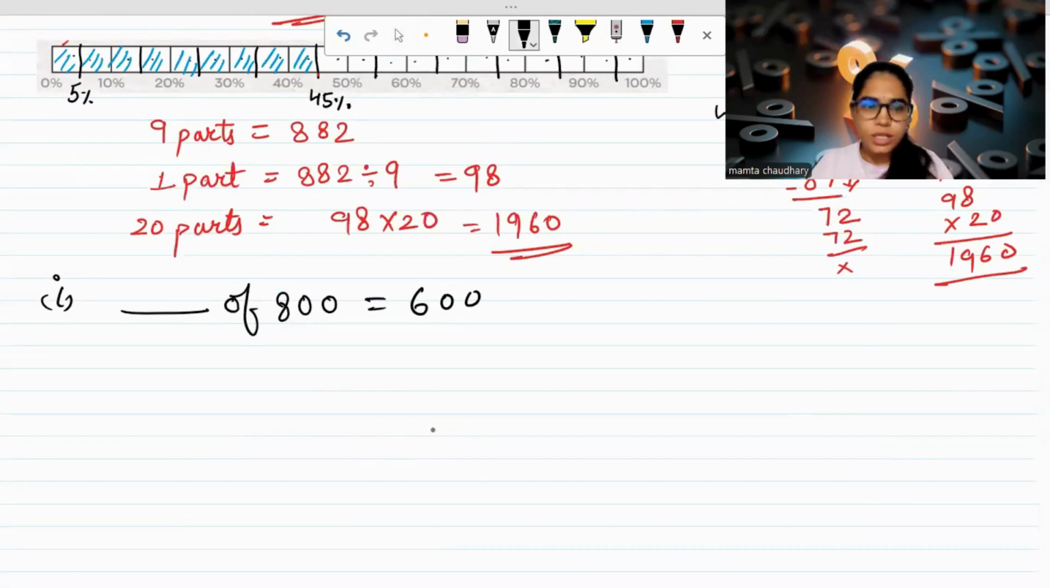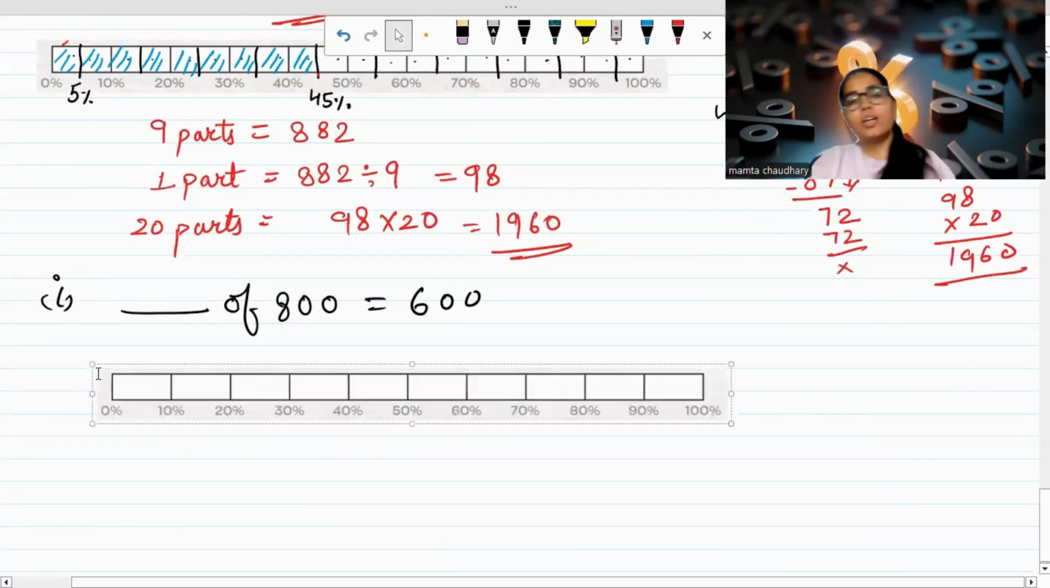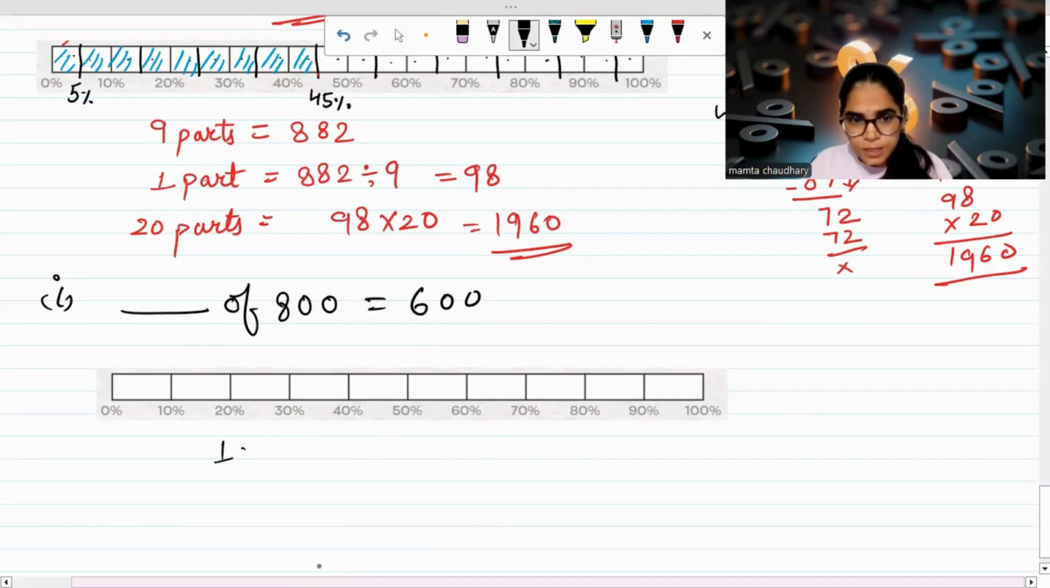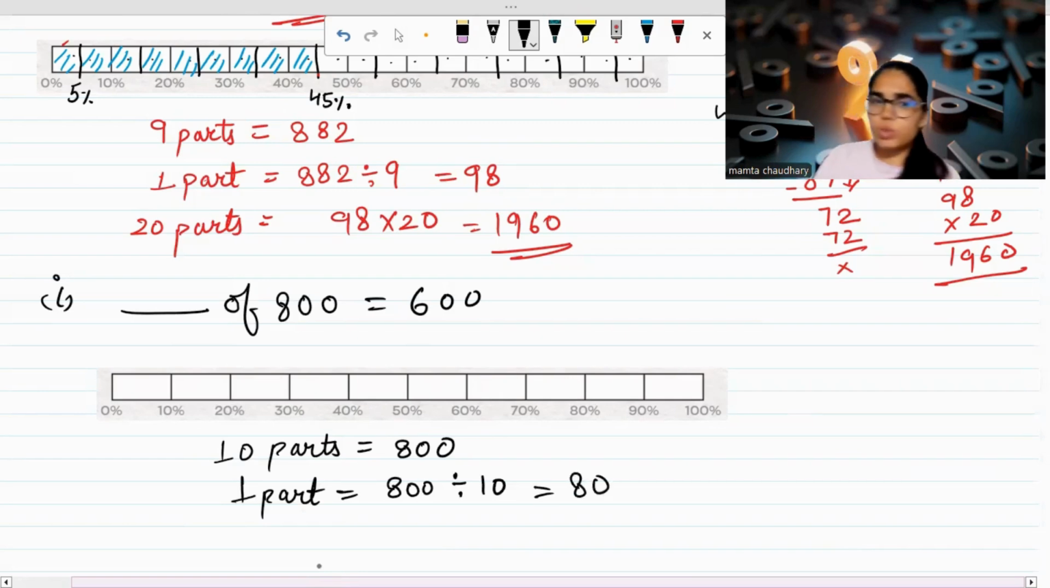How you will calculate? First step, draw fraction bar. Okay? We have drawn fraction bar. Now, here, whole is what? 800. Whole means how many parts? Total 10 parts. So 10 parts equals to 800. So 1 part equals to 800 divided by 10. So 800 divided by 10 will be 80. So 1 part equals to 80.